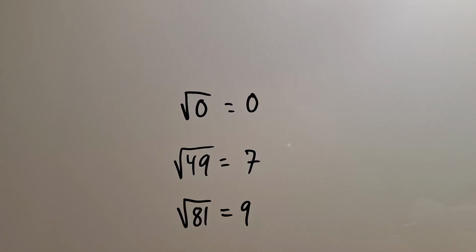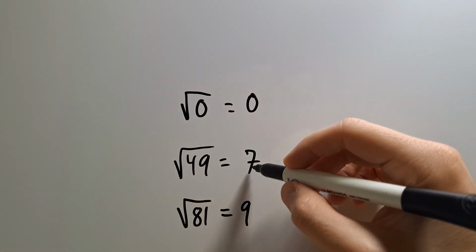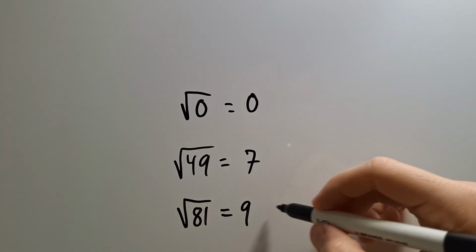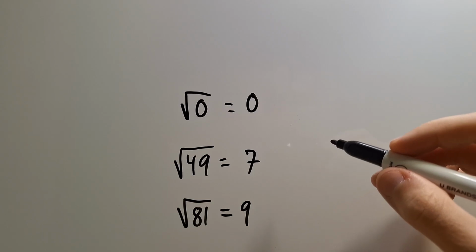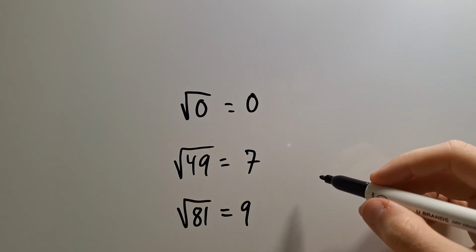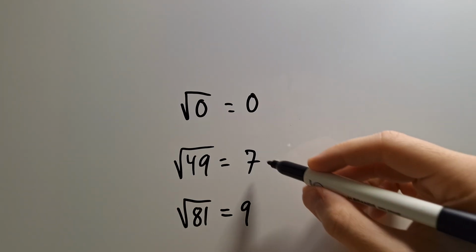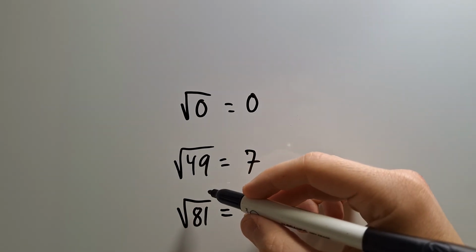Now I did mention in the previous video that I did on square roots that the positive square root of a positive number is one of two identical positive factors of that number. For instance, 7 times 7 is 49, 9 times 9 is 81. That is true. Also, there is another square root for these numbers.